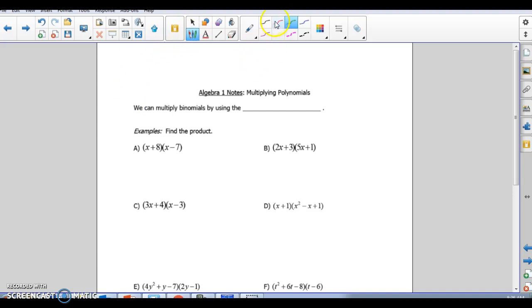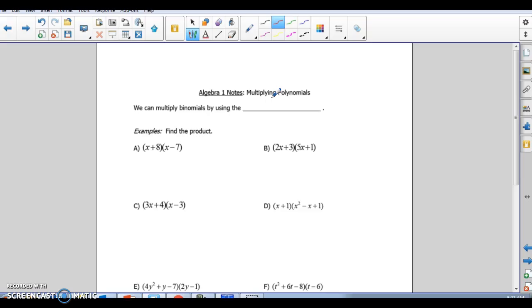Hi guys, today we're going to talk about multiplying polynomials. So before we do that, let's review adding and subtracting polynomials. When you add polynomials, what do we do? We combine like terms. How about when you subtract the polynomials?